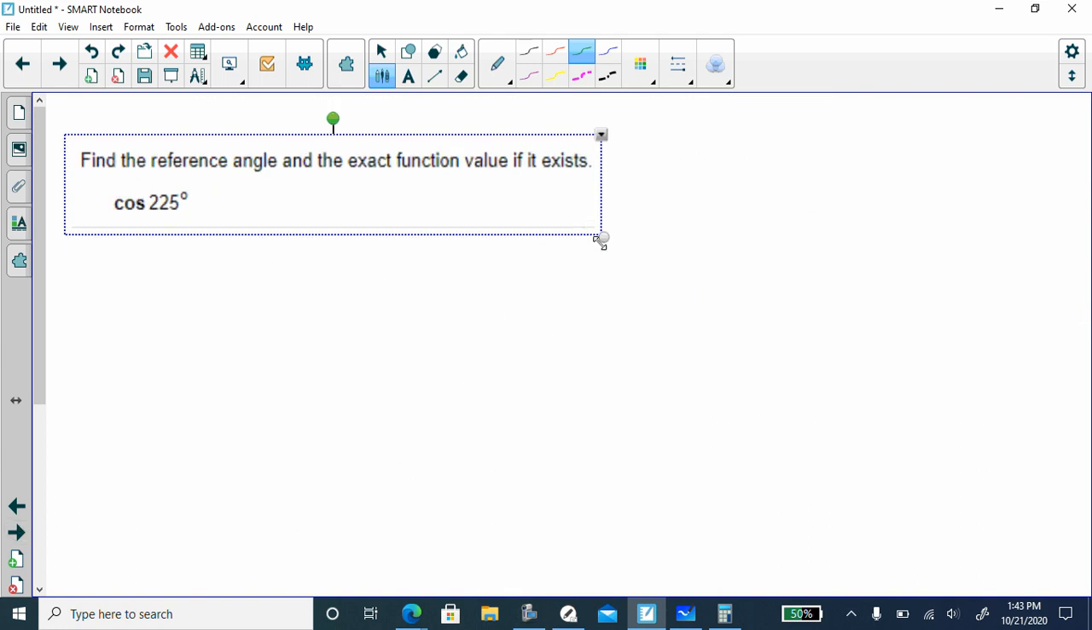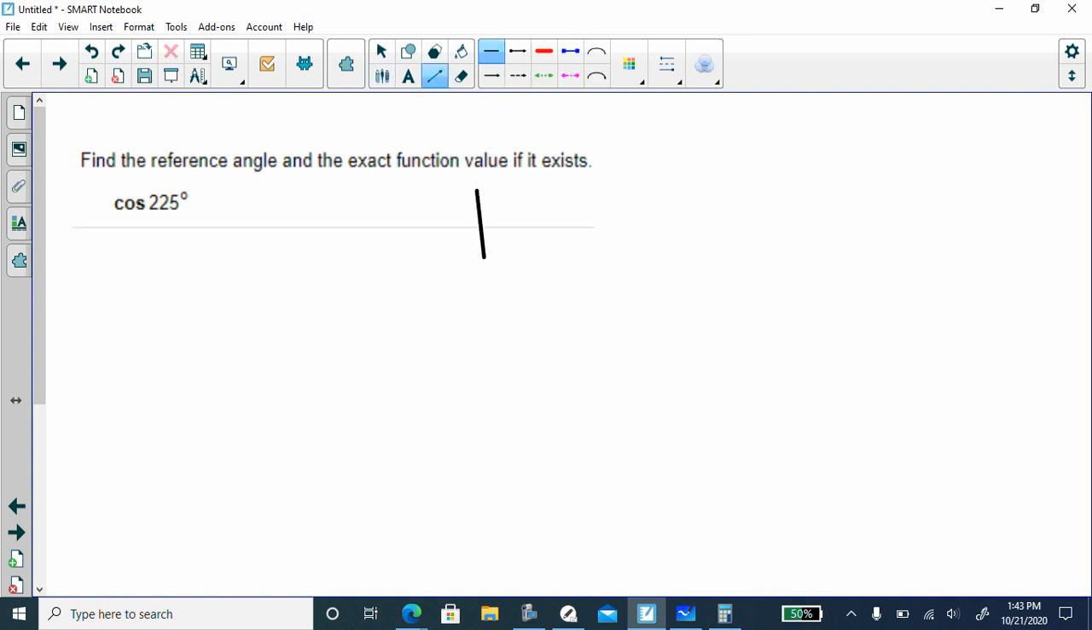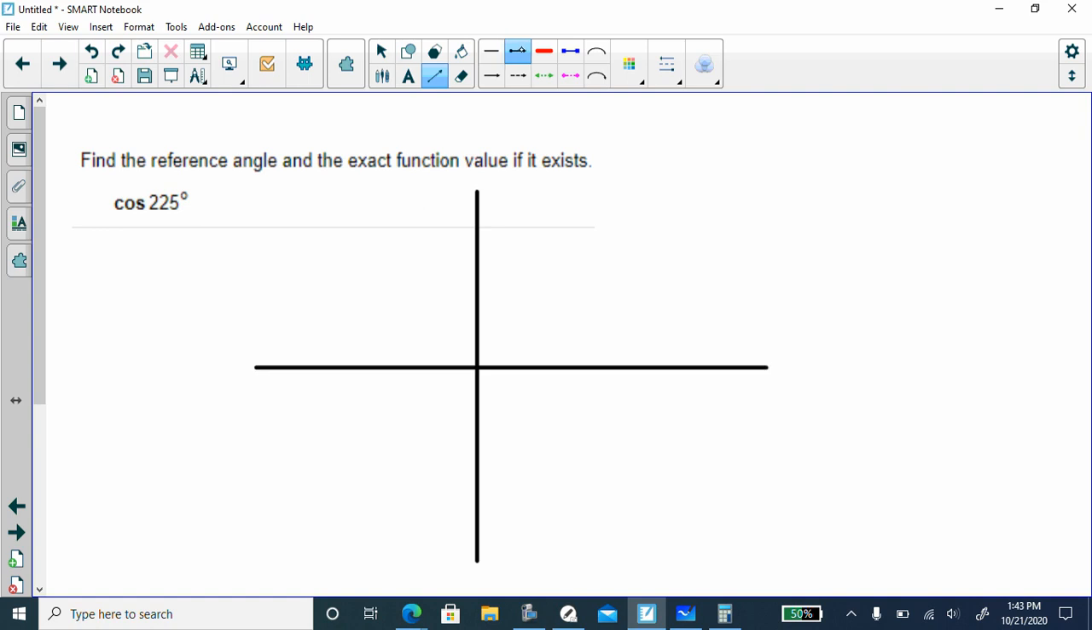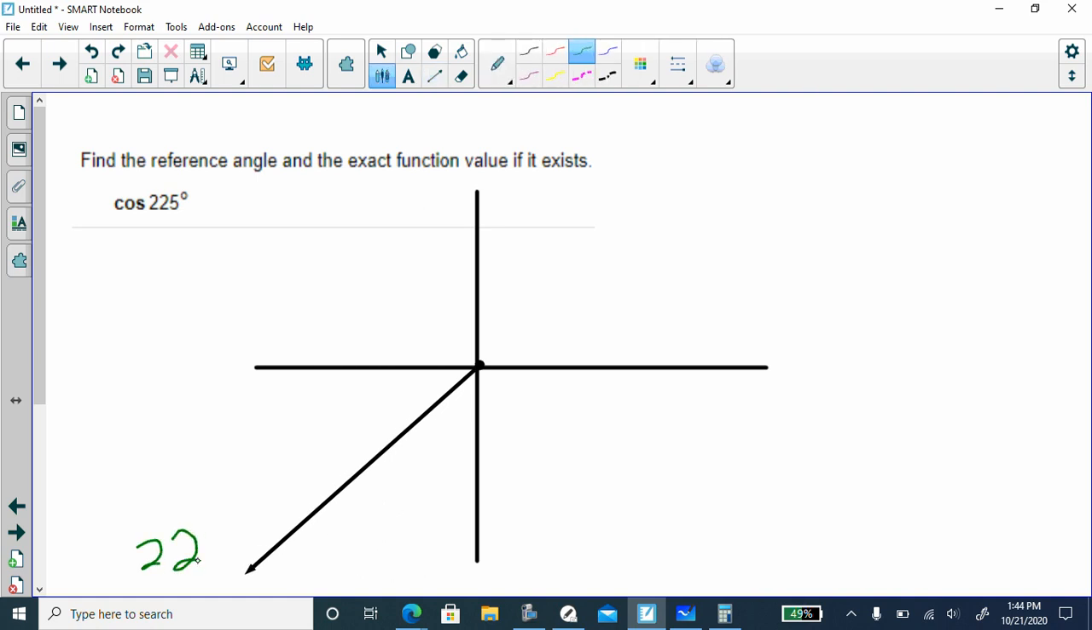All right. Now they want us to find the reference angle and an exact value for our function. So 225, we need to figure out what direction that is. So here's 0, 90, 180, 270. So 225 would be between 180 and 270. So that's in a direction of 225. So from here all the way to there, 225.